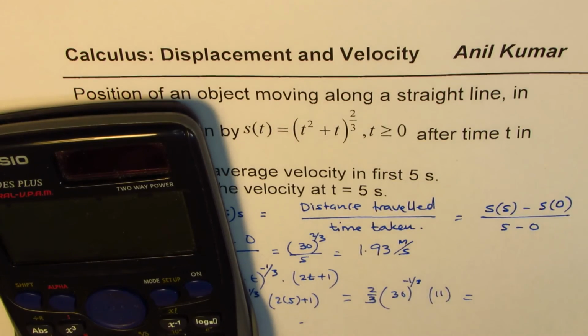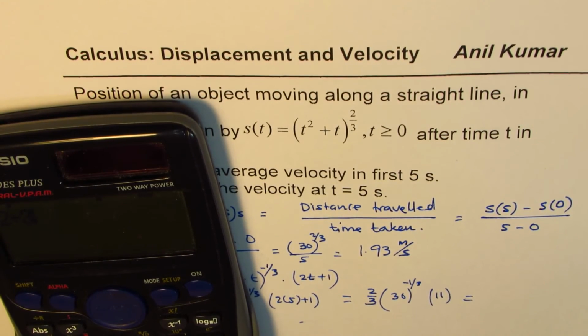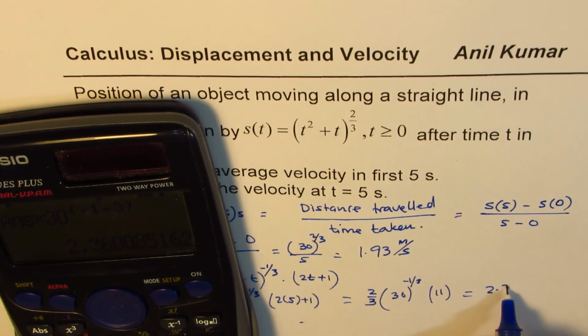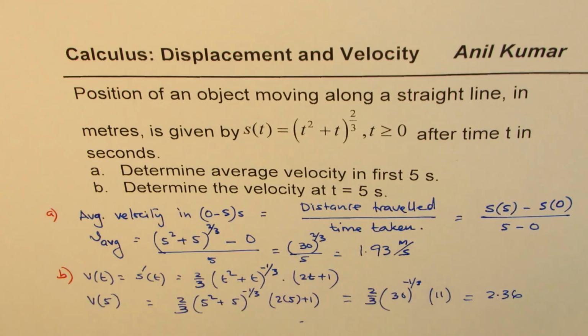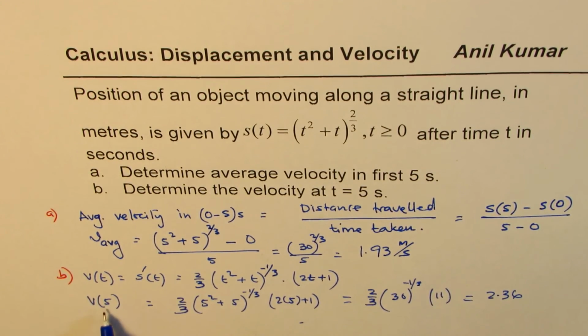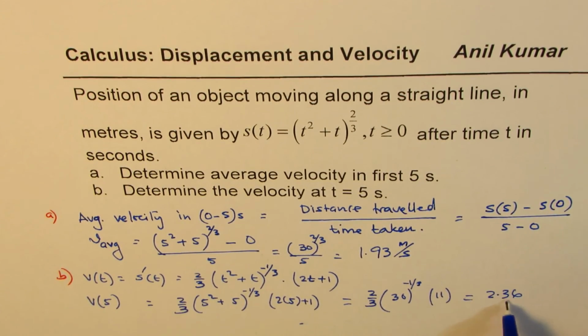Is it okay? So let's calculate this value. We have 2 times 11 divided by 3 times 30 to the power of 1 over 3, which is equal to 2.36. So the instantaneous velocity at 5 seconds is 2.36 meters per second, right?